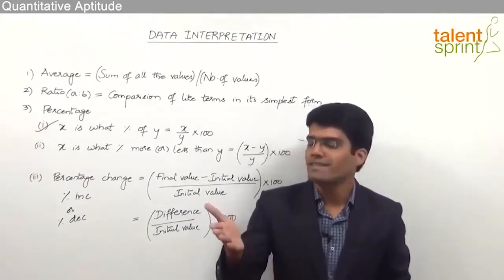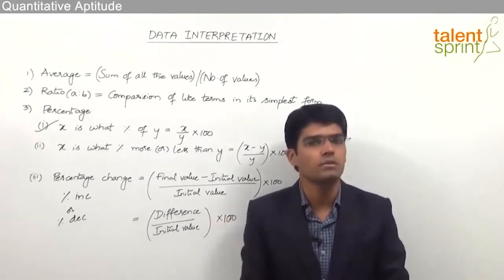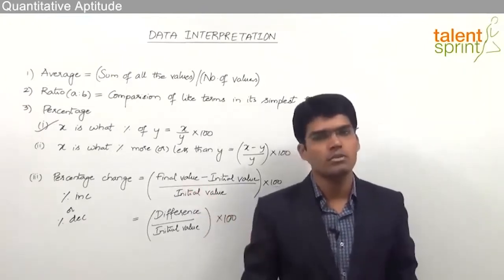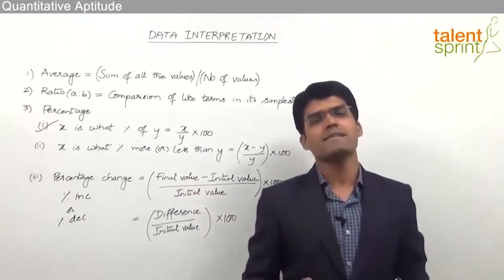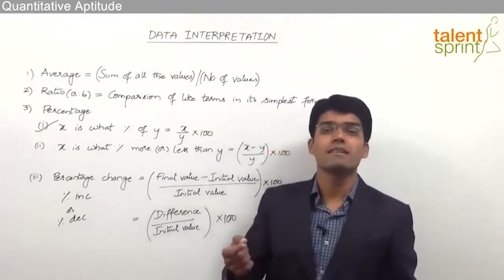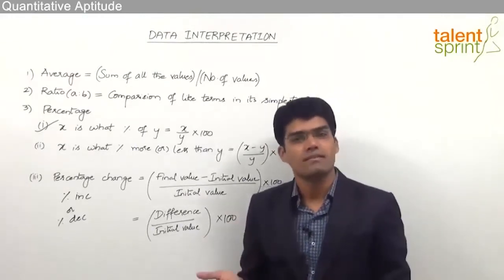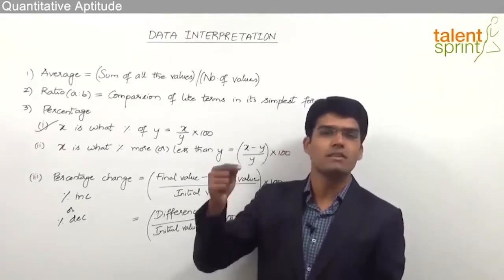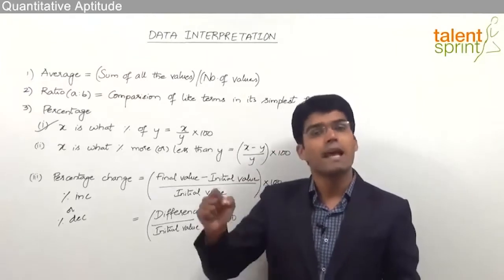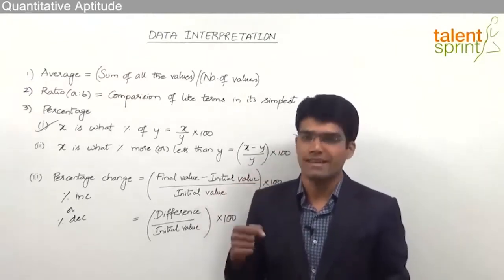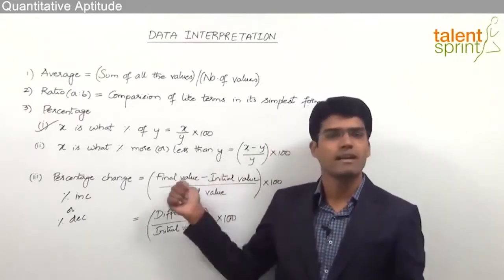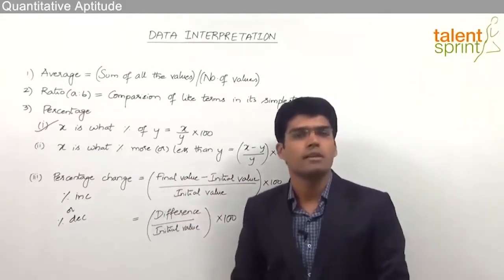For example, let's say the data is given from 2001 to 2010, profit of a company or population of a country from 2001 to 2010. And the question says what is the percentage increase in the profit or what is the percentage increase in the population over the years. So when it says over the years, the initial value should be the first year value, that is 2001 as in this case, and the final value should be the value in the last year, that is 2010. So the final value is the last year value, the initial value is the first year value. By again substituting the values here, we can find out the required answer.